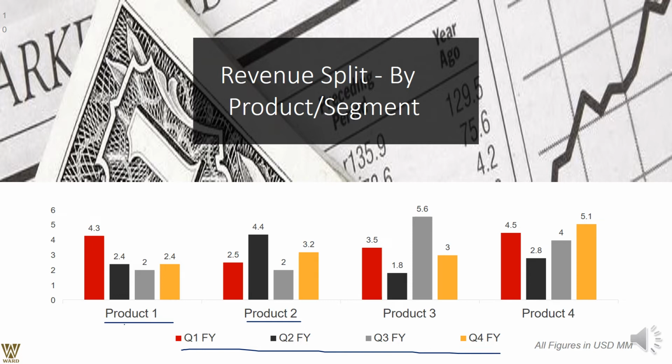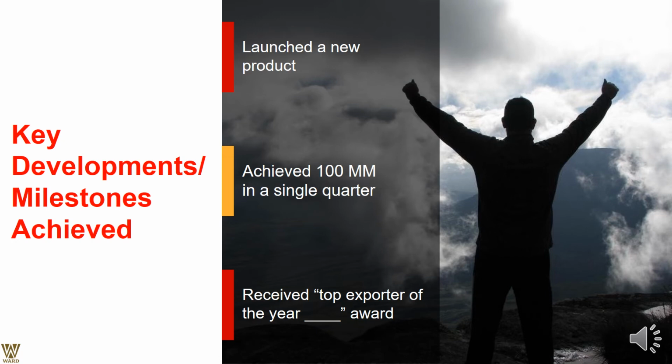Based upon it, we can split it on the product basis. Based upon it, we can split it on the segment basis, and thereby project what can be done and what is expected in process. Remember, key developments or milestones achieved are all about launching a new product. It is all about achieving a new 100 million in a single quarter, and probably receiving, just as an example, a top exporter of the year award. This is what we look into. We have to ensure that we are projecting a positive image of the company in the years to come, in the minds of the shareholders.